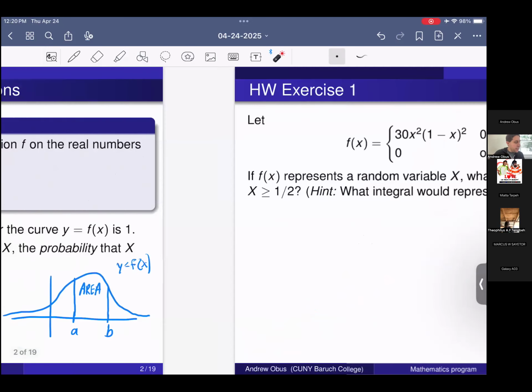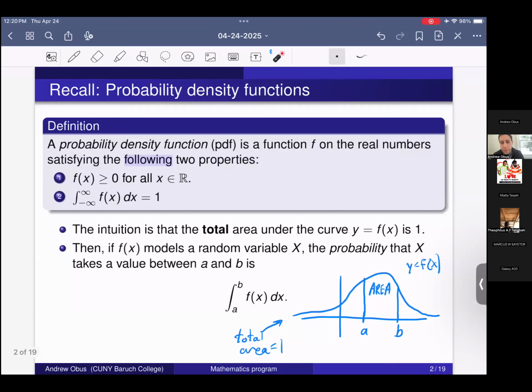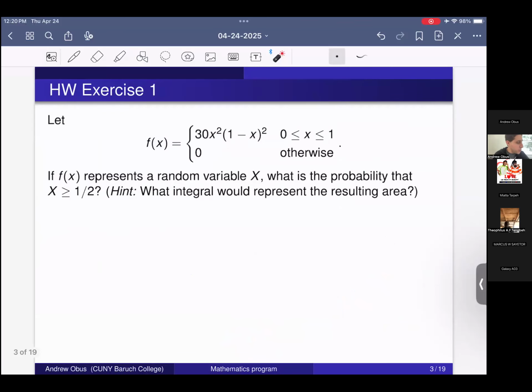Okay, so this is how we did probability density functions. So there's some homework exercises, right? The first homework exercise was: suppose we have this function, f of x is equal to 30 times x squared times (1 minus x) squared between 0 and 1, and then it's 0 everywhere else.